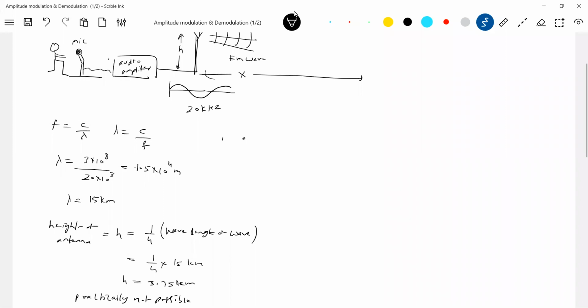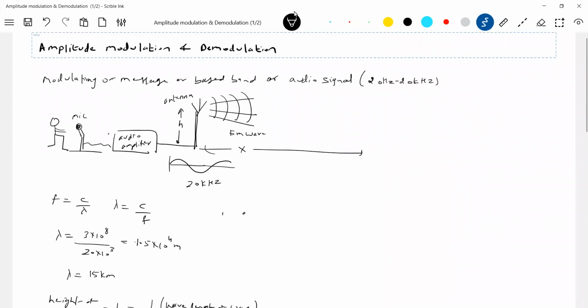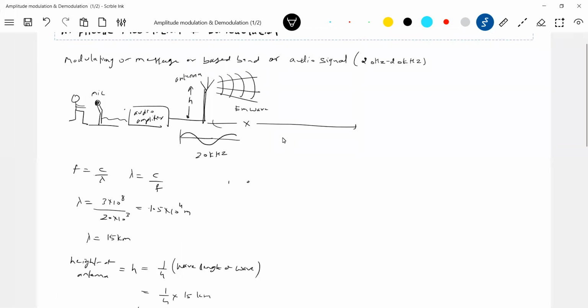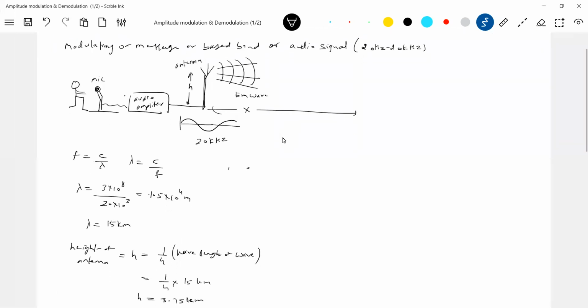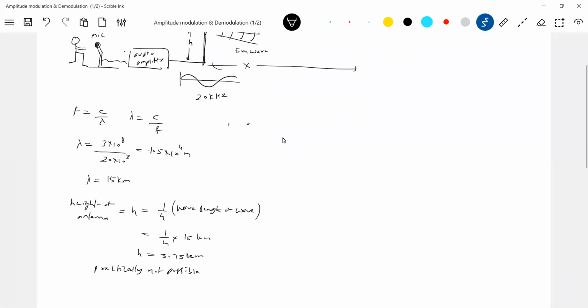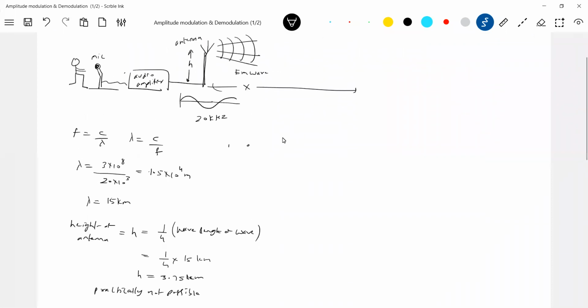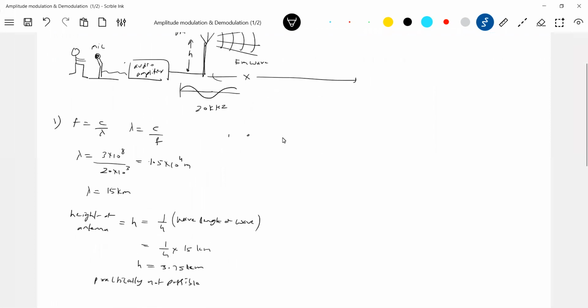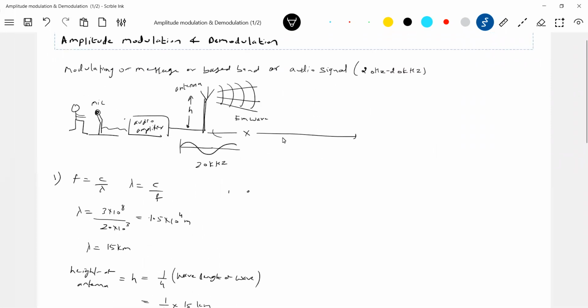Practically not possible. So the basic idea is that if the modulating signal is directly transferred, the first difficulty we face is the height of the antenna, which is practically not at all possible. I think I wrote somewhere here, practically not possible. Agree with this? So next, the power of an audio wave.